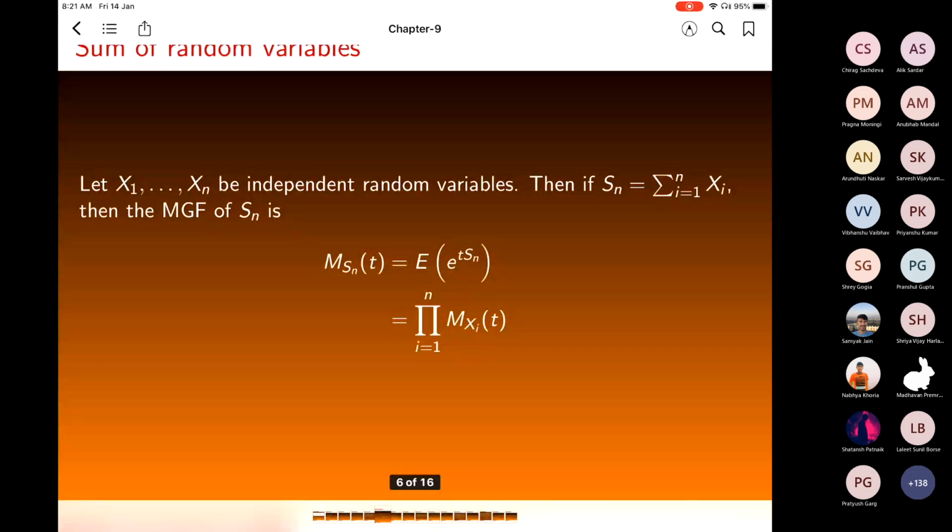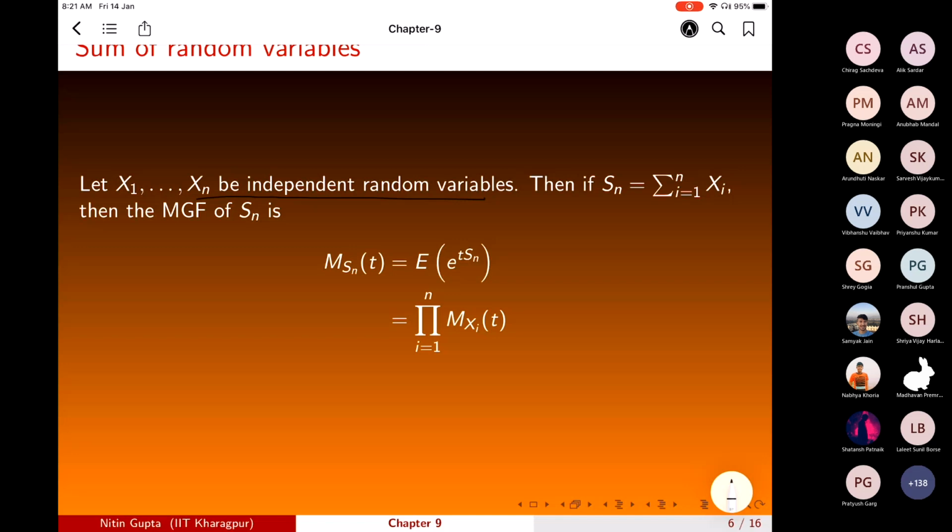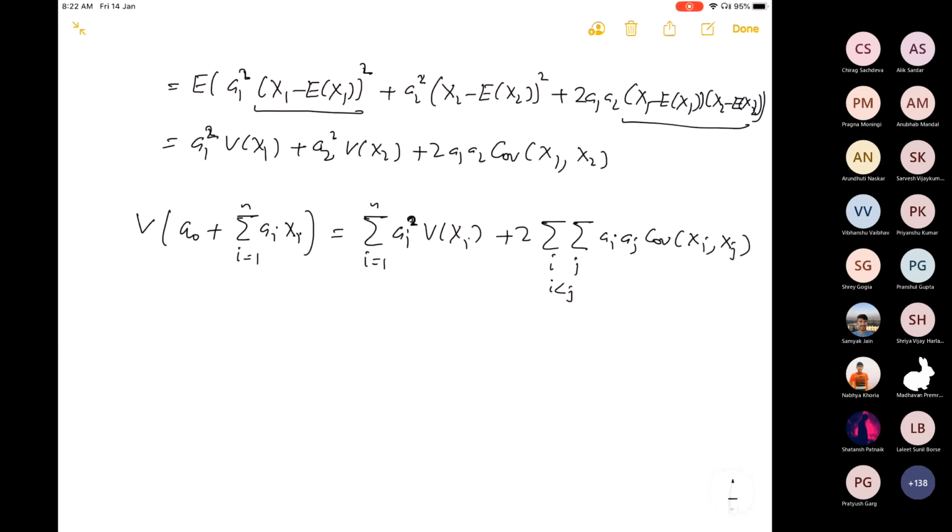Okay. So now let us define, for x1, x2, ..., xn independent random variables, Sn as the summation of xi. Then the MGF, the moment generating function of Sn, will be the expected value of e raised to power t Sn. So now it can easily be shown that this is the product of moment generating functions.